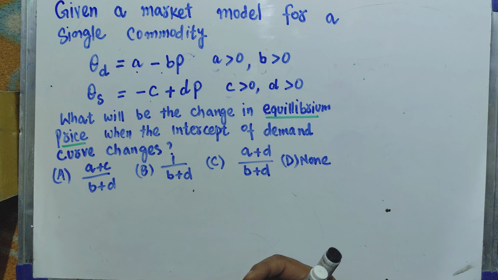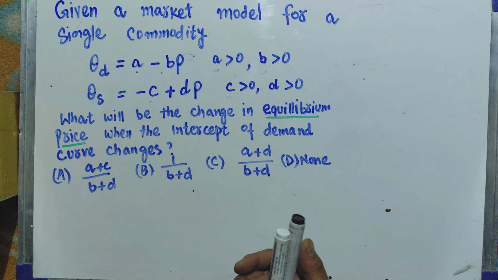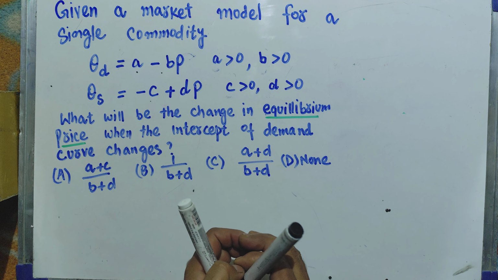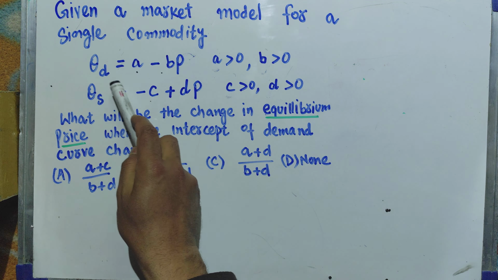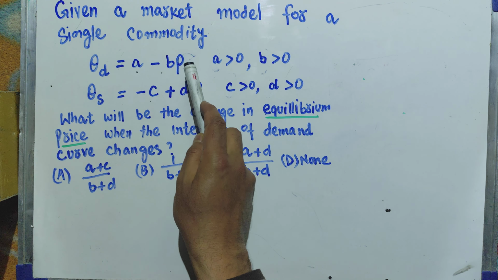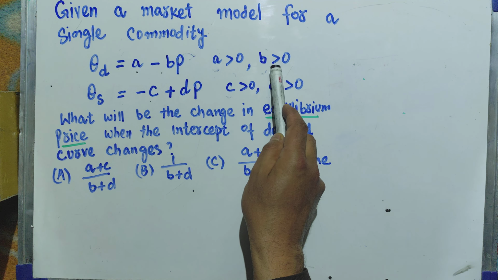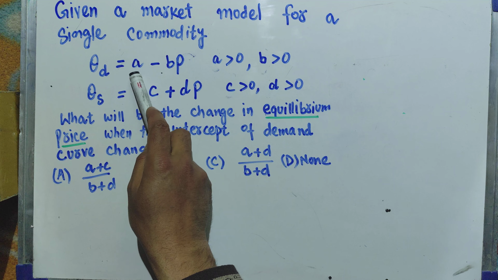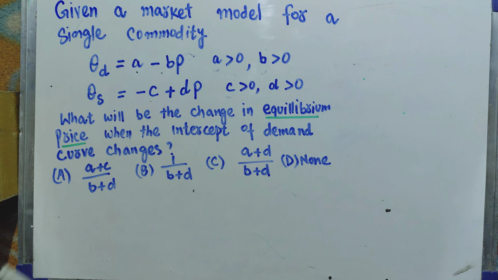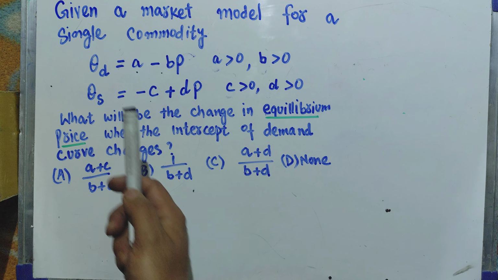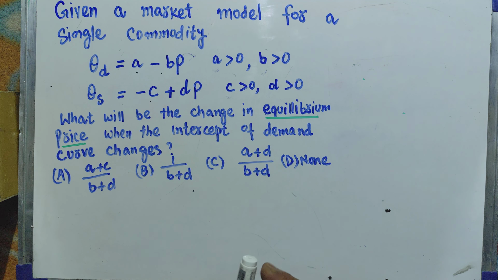In this video, we will learn how to find out the change in the equilibrium price when the intercept of the demand curve changes. The question is, given a market model for a single commodity as QD is equal to A minus BP, where A is greater than 0, B greater than 0. A denotes the intercept of the demand curve, B is the slope, P denotes the price of the commodity, and QD denotes the quantity demanded.